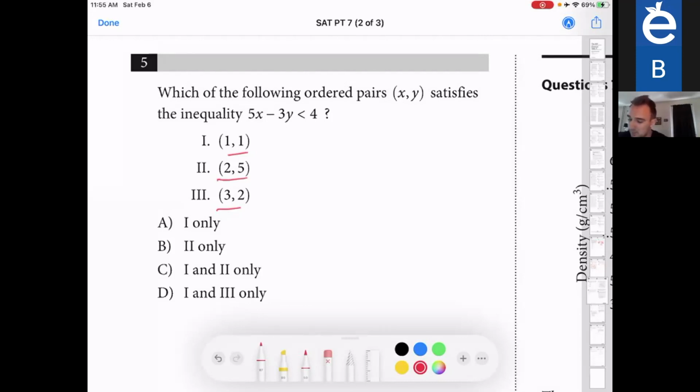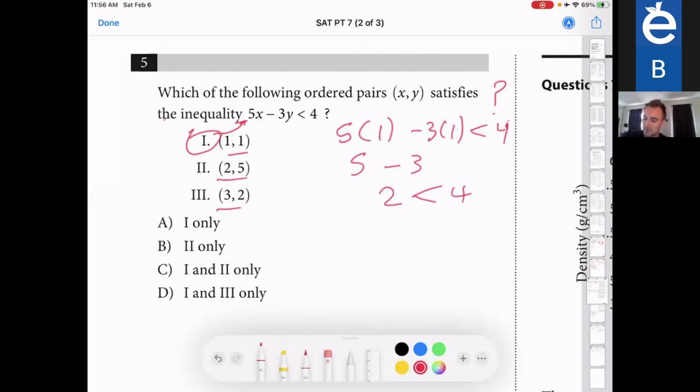So let's try number 1 first. Plug in these values. 5 times 1, if I plug in my 1 from my coordinate, minus 3 times 1, is that less than 4? Let's see if that's true, right? This less than 4, that's really what we're testing to see if it satisfies it. 5 times 1 is 5. 3 times 1 is 3. So 5 minus 3 is 2. Yes, 2 is less than 4. That checks. That makes sense. So then it can't be B, right? Not possible.